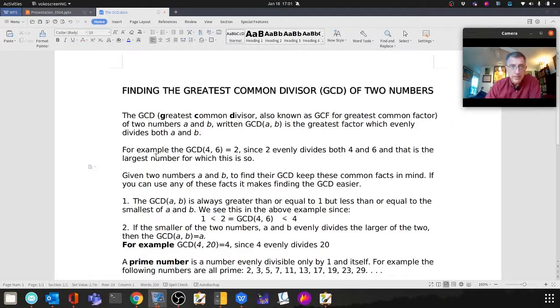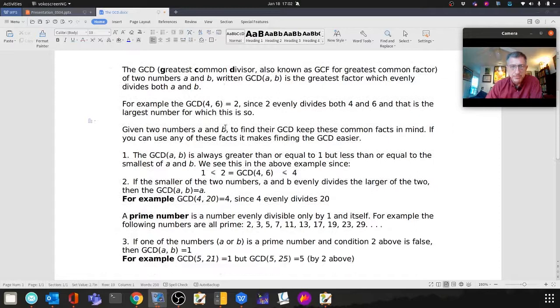So the greatest common divisor of two numbers, A and B, and these numbers are always going to be positive whole numbers for our class, is written the GCD, parentheses A, B, and A and B will be two numbers given to you. It is the greatest factor which evenly divides both A and B.